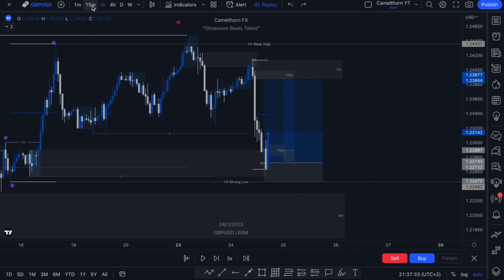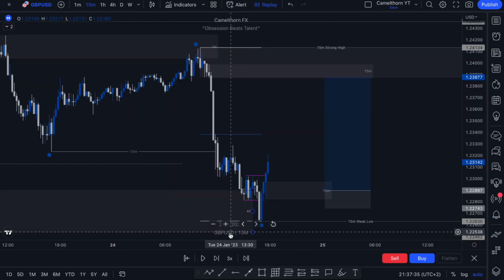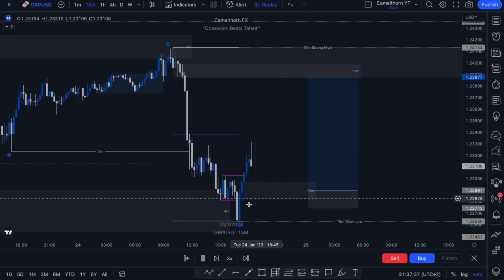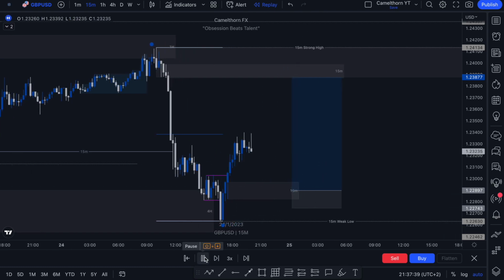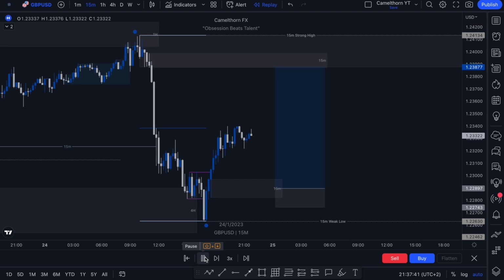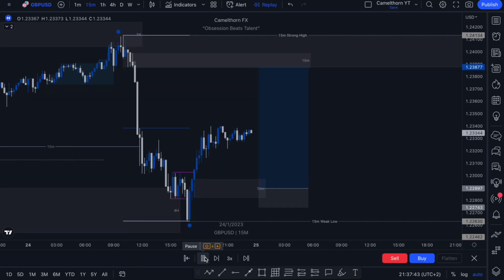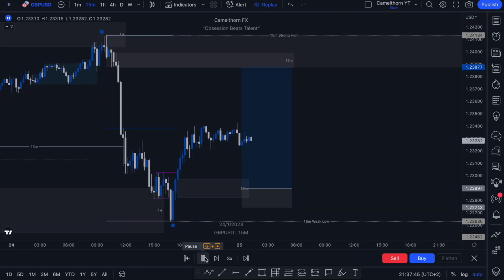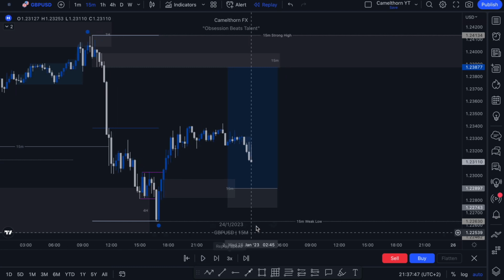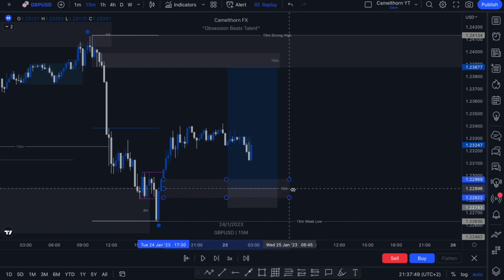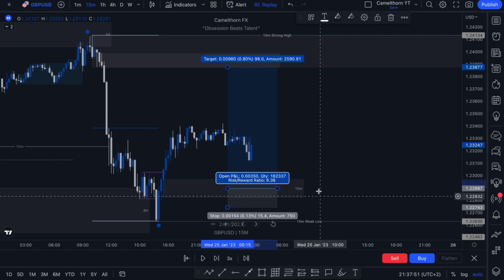So if we drop down now to the 15-minute chart, and if we press play on price action, just to see how this particular thing plays out, you can see that we have that initial very strong bullish reaction from the 4-hour zone. Now, this price actually takes a while to come back down to this particular zone, okay?